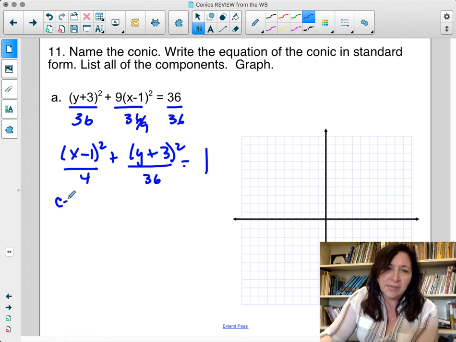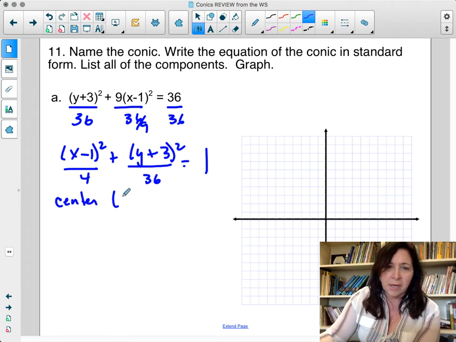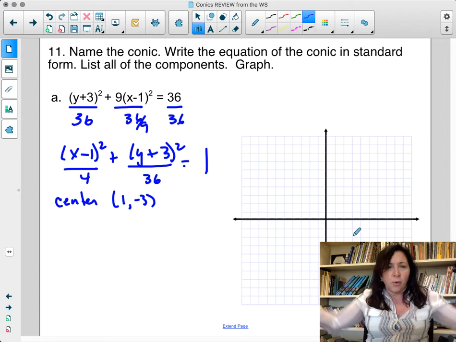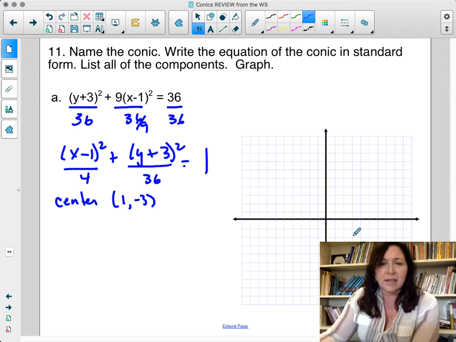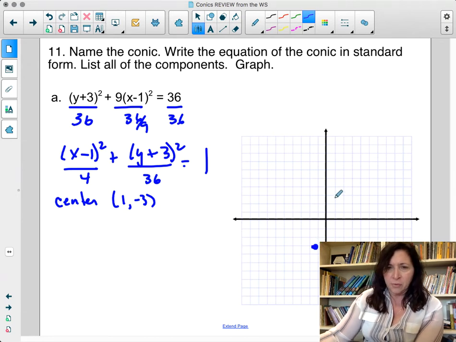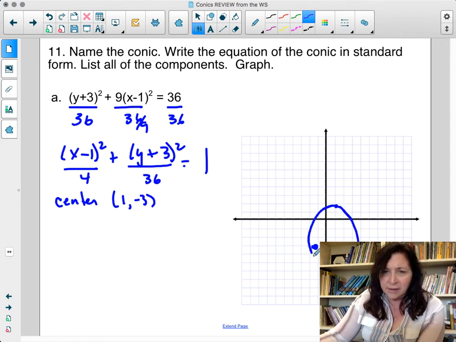So that means that my center is going to be 1 comma negative 3, so over 1, down 3, so there's my center. In the x direction, you're going the square root of whatever's underneath x, so that's going to be the square root of 4. So that means I'm going to go 2 to the right, 2 to the left, up, I'm going to go 6 up, I'm going to go 6 down, and because this is an ellipse, I'm going to connect the dots like that.